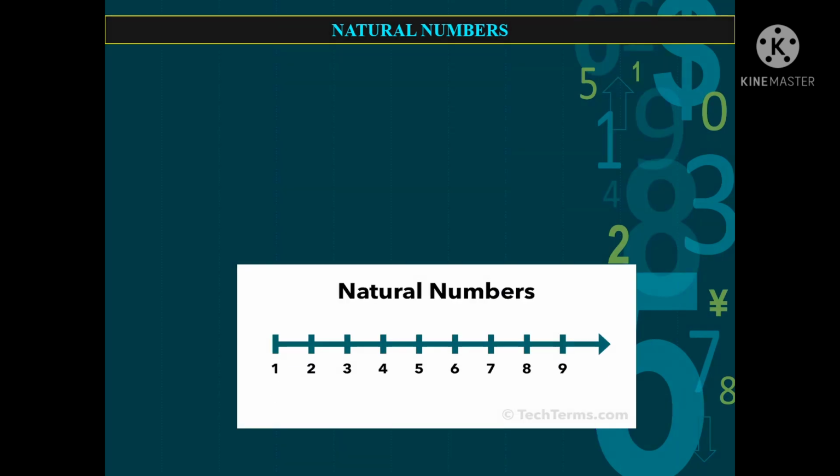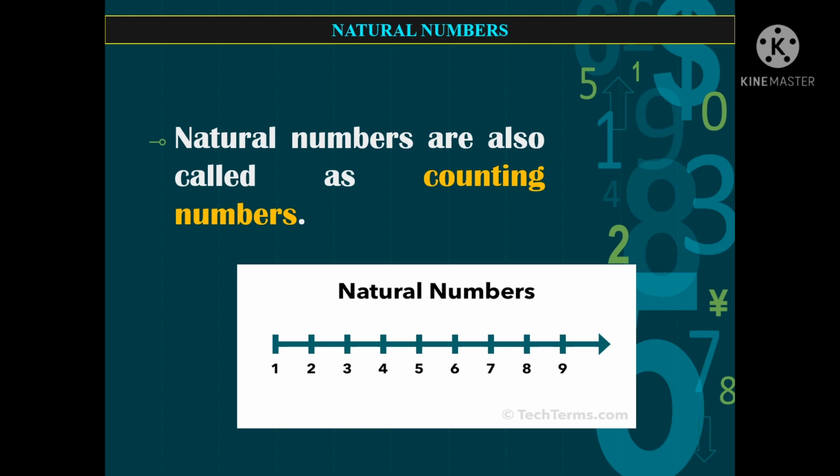Second definition, natural numbers are also called counting numbers. Why is it so? Of course, when we try to count, we always start with 1, right? And then it goes on to positive infinity. So 1, 2, 3, 4, and so on. That's why it's also called a counting number.